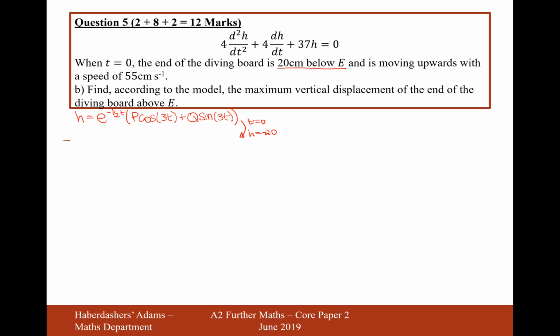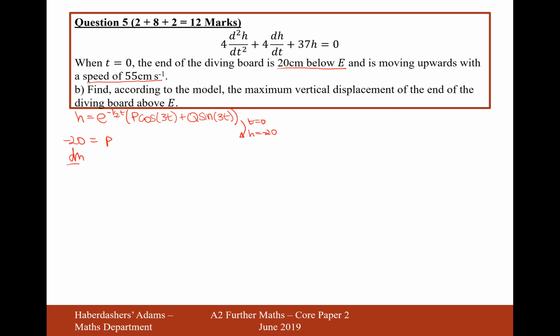So minus 20 equals e to the 0, which is 1, times p, because cos of 0 is 1 and sine of 0 is 0. So minus 20 equals p. Moving on to the next bit needs us to use the second piece of information, which is moving upwards, so positive, with a speed of 55 centimeters per second.